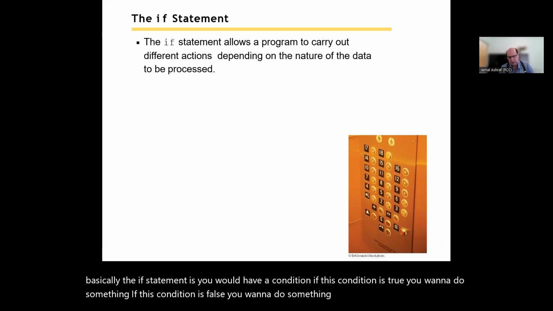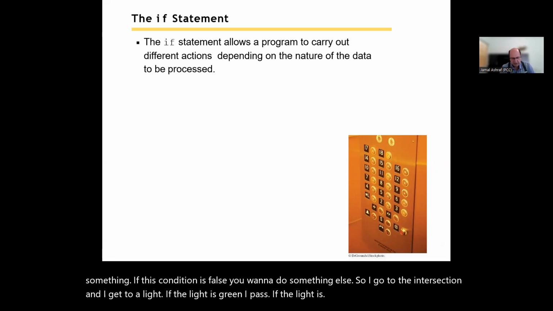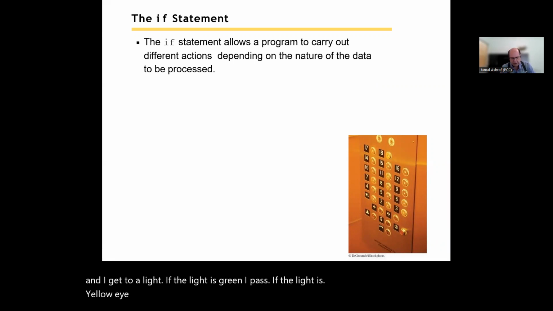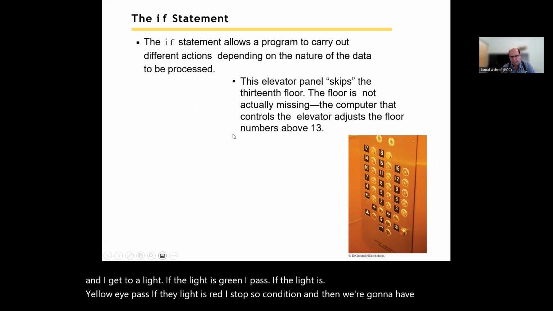So I go to the intersection and I get to a light. If the light is green, I pass. If the light is yellow, I pass. If the light is red, I stop. So there is a condition, and then we have the decision about what we're going to do.